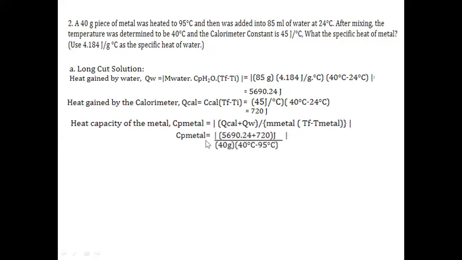This gives us Cp metal is equal to the absolute value of the whole equation: 5,690.24 plus 720 joules, all over the mass of the metal, 40 grams, times the change in temperature, mixing temperature 40 degrees Celsius minus the initial temperature of the hot metal at 95 degrees Celsius. Again, this is in absolute values. This gives us an answer of almost 3 joules per gram degree Celsius.